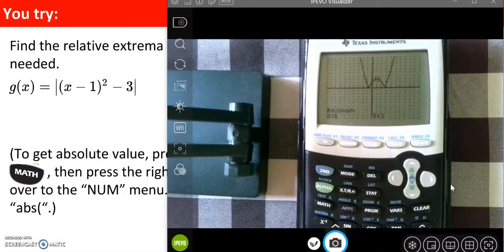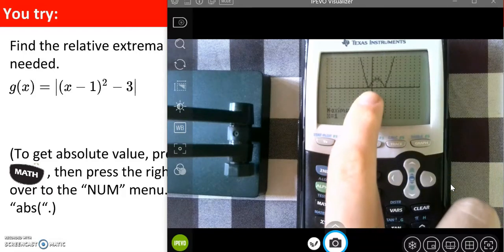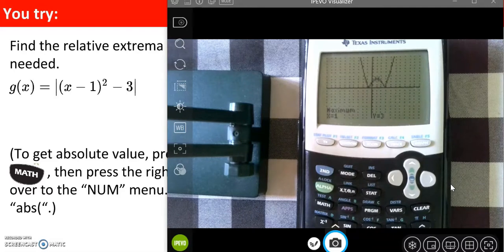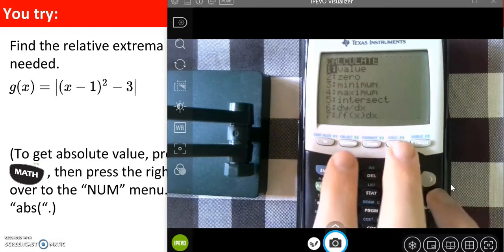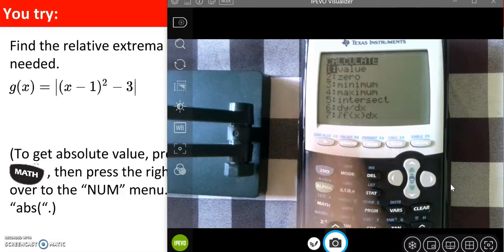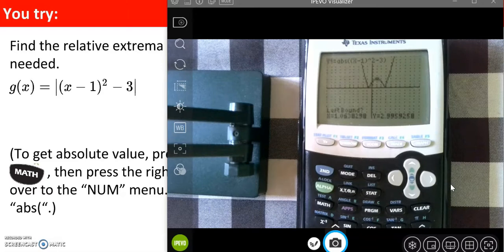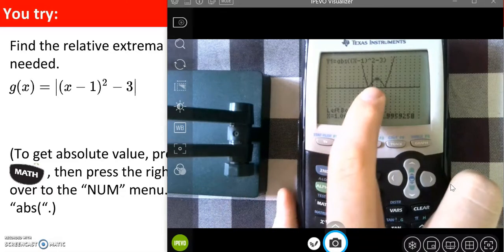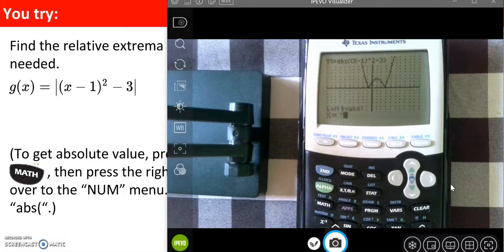Now I think that there are 2 minima here. So let's see if we can find them. I think one of them is right about there at around -1. So I'll hit second and calc. I'll choose the minimum this time. And if I think that point over here has an x of -1, maybe I'll type -2 in as my left bound. I'll type 0 in as my right bound, and guess around -1, and see what it gives me.